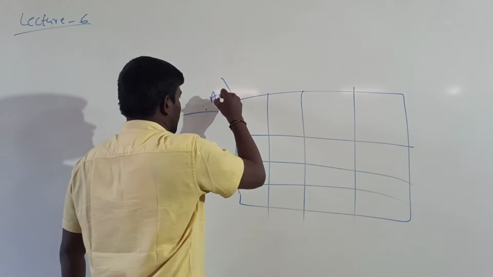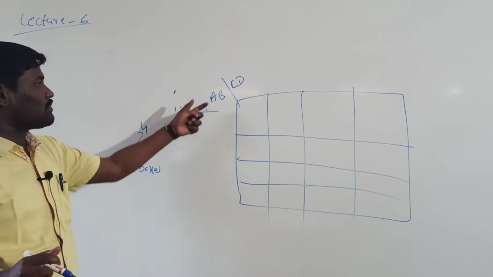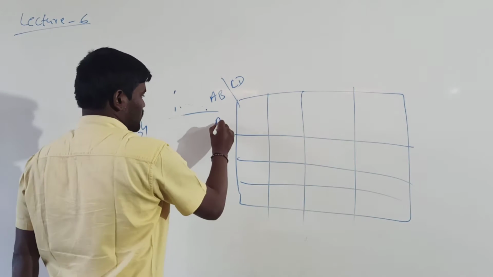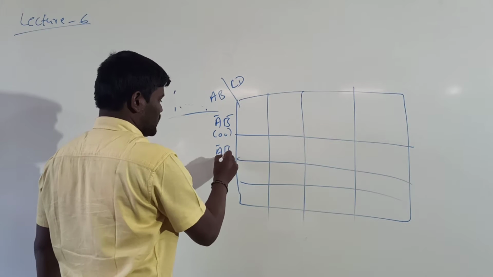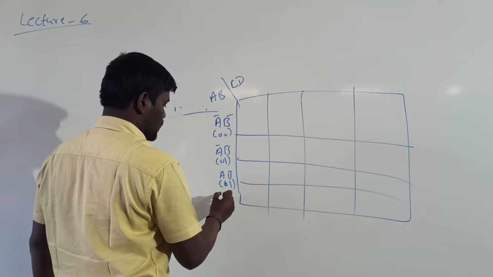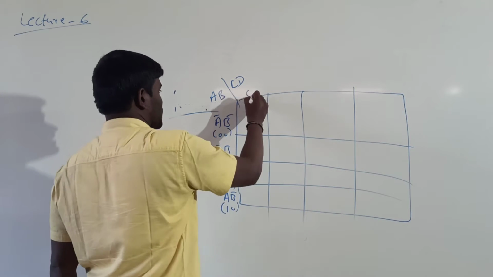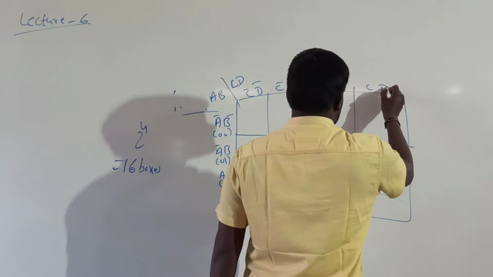Okay, if you consider A, B and C, D, with respect to A, B, C, D, I can draw the K-map. See here, A bar, B bar, it is equal to 0, 0. A bar, B, it is 0, 1. Next is A, B, that is 1, 1. Next is A, B bar, that is 1, 0. In the same way, C bar, D bar, C bar, D, C, D, C, D bar.